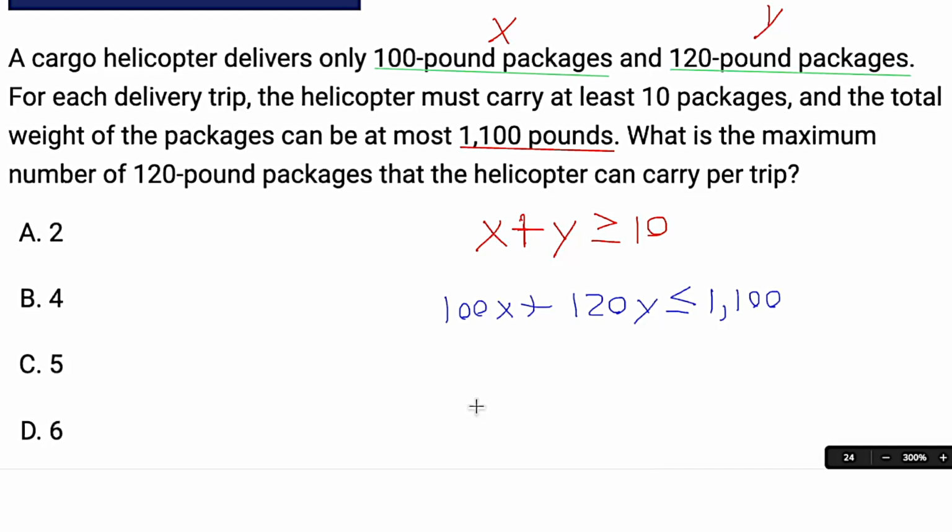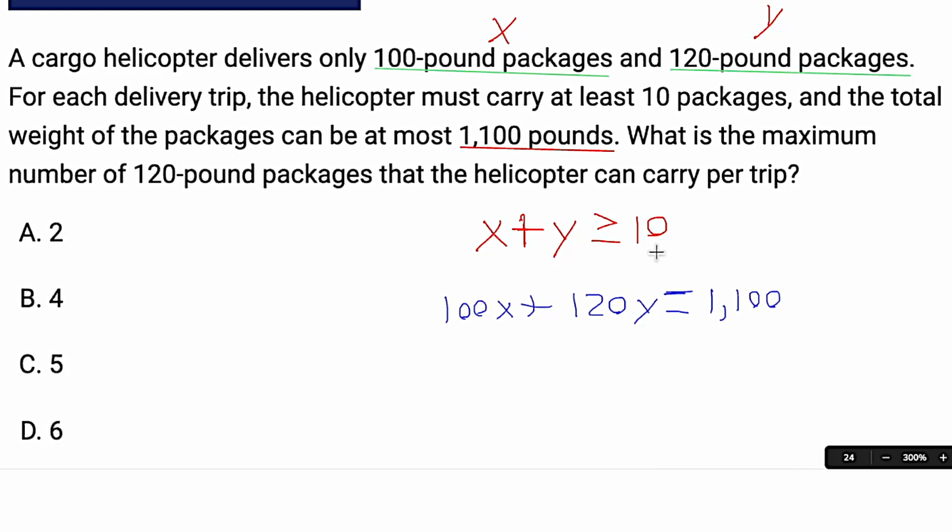First, let's talk about what we're trying to do. We're trying to maximize the number of packages. In order to do that, we want to have as many pounds as possible. So I'm going to change our bottom equation to equal to, because to maximize, we would want to be as high as possible, equal to 1,100, right? All right, so by setting this equal to 1,100, we are going to have as many pounds as possible. Now, what can we do with x plus y is greater than or equal to 10? Well, in order to make y, the 120, as big as possible, since we're trying to maximize it, we want to minimize x.